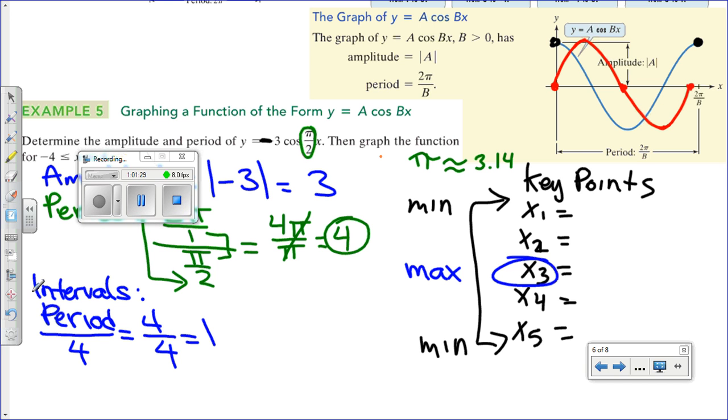The max. And so what do we have to have between a min and a max? An intercept, yes. The intermediate value theorem, right? To go from up to down, you have to cross the x-axis.